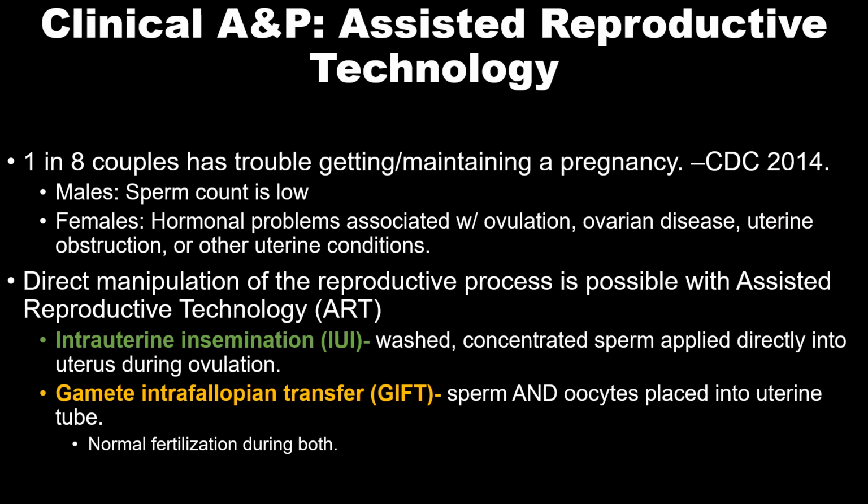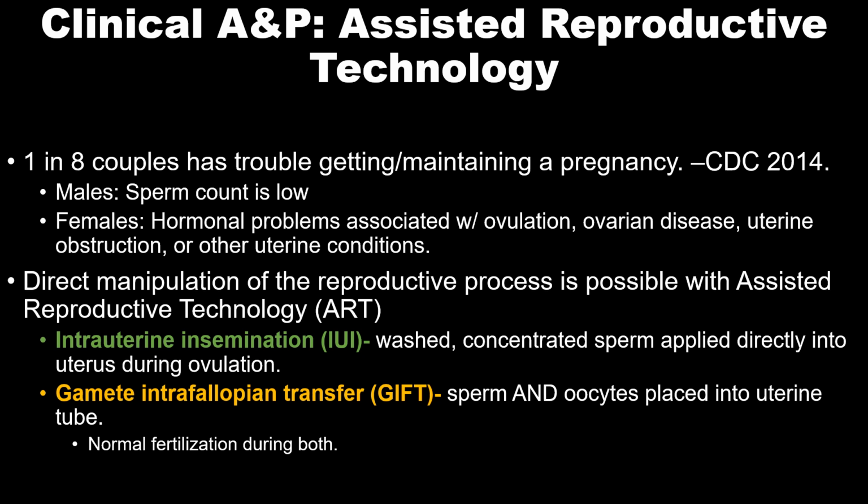Now, according to the CDC, some 1 in 8 couples can have trouble either initiating and creating a pregnancy or maintaining it. Now, this can have issues on both sides. The male could be infertile due to a low sperm count. In females, it could be a variety of issues: hormonal problems with ovulation, ovarian disease, other uterine obstructions, things like that.